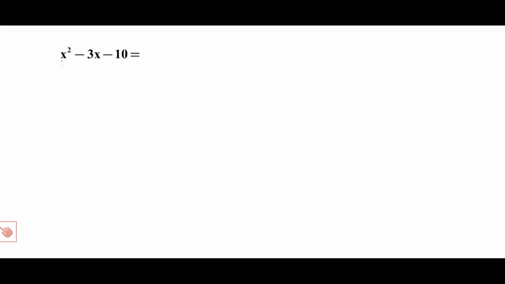Now let's go. x squared minus 3x minus 10. In this problem, we need to find two numbers that, at the same time, add up to minus 3 and multiply to minus 10. Can you guess what these two numbers are? Yes, these numbers are negative 5 and positive 2. And in this expression, the common term is x. So we have (x minus 5) times (x plus 2).